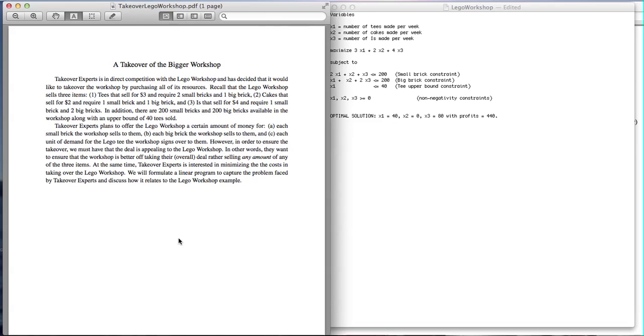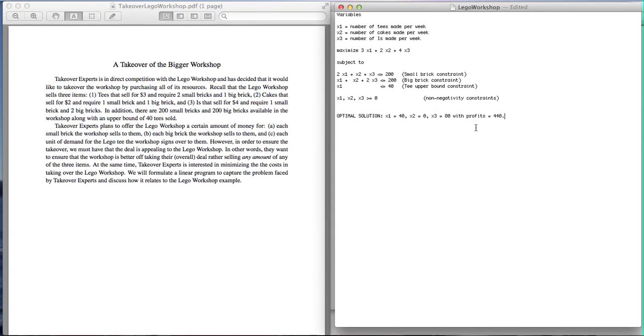So basically there's this company called Takeover Experts, and it's in direct competition with the Lego Workshop. And what Takeover Experts wants to do is buy up all of the workshop's resources and essentially take it over. So the first paragraph is a description of the Lego Workshop problem we had done previously, and if you look on the right-hand side of the screen, we have the linear program that we came up with for the Lego Workshop.